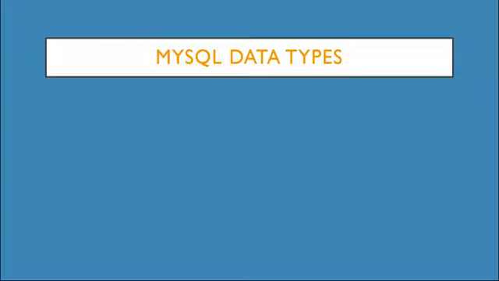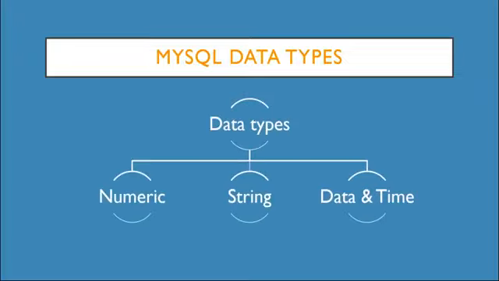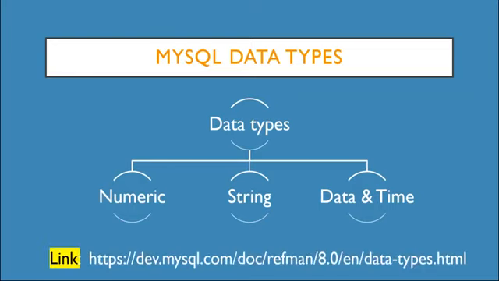MySQL data types. With SQL, we work mainly with three data types. We have numeric, string, and date and time. For more details, we are going to the official documentation of MySQL in order to understand the data types better. The link is available in the description if you want to follow along with this video.